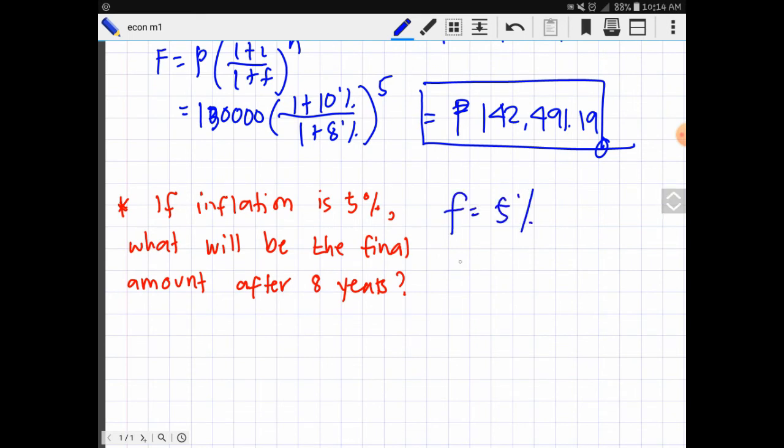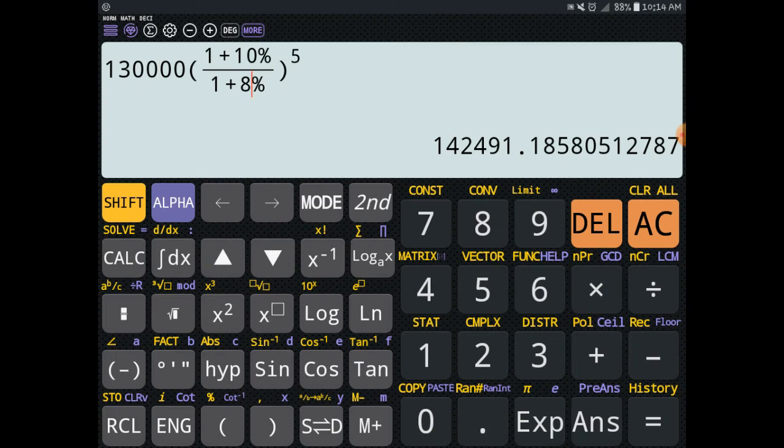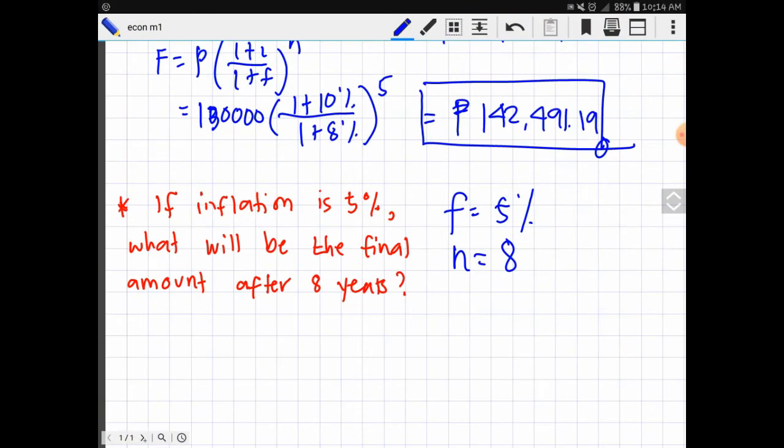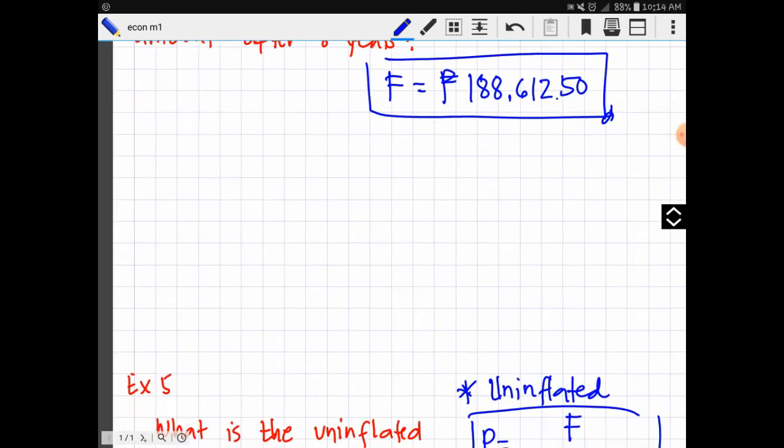Another situation: if inflation is 5%, only the F changes, it becomes 5%. What will be the final amount after 8 years? The N also changes into 8 years. So F is 5 and N is 8. And the answer we get is 188,612.50. So therefore our F here is equal to 188,612.50.